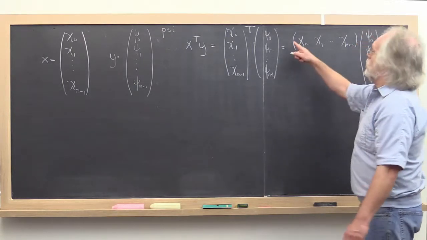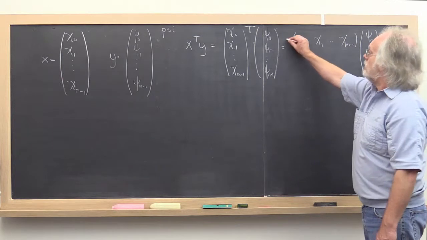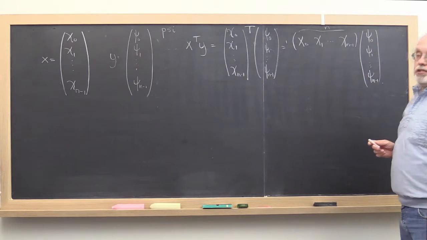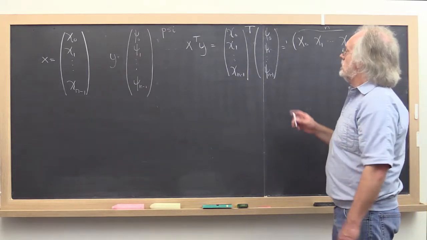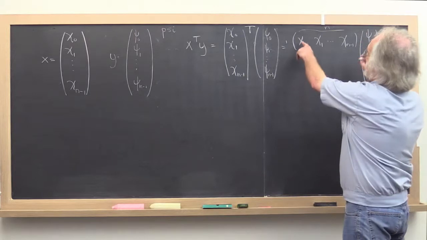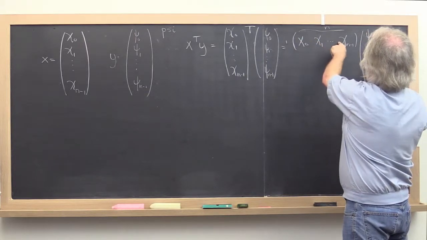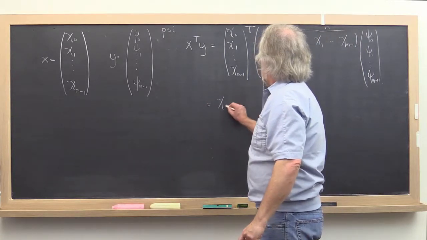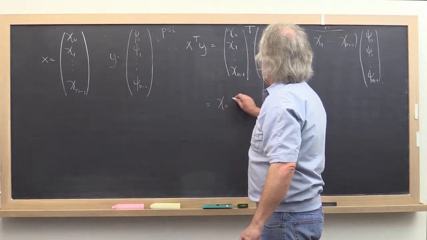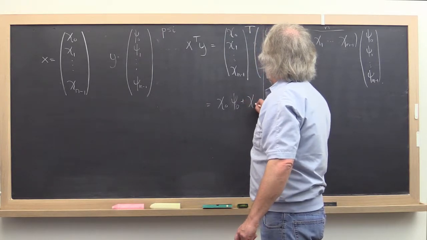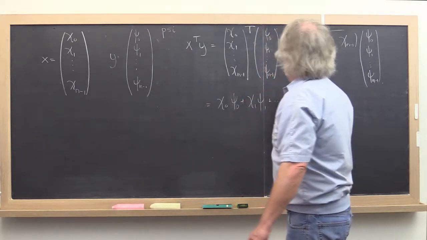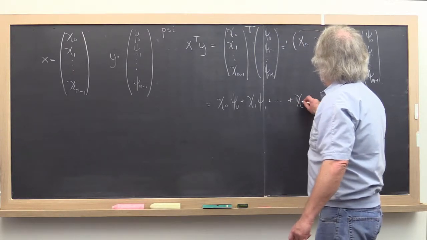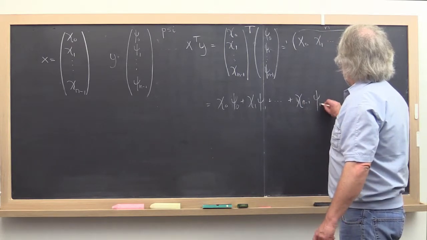Okay, so now we're doing a matrix-matrix multiplication of a 1 by n matrix times an n by 1 matrix. And how does that work? Well, the entry is computed as this times that plus this times that, etc. So that becomes chi0 times psi0 plus chi1 times psi1 all the way through chi n minus 1 times psi n minus 1.